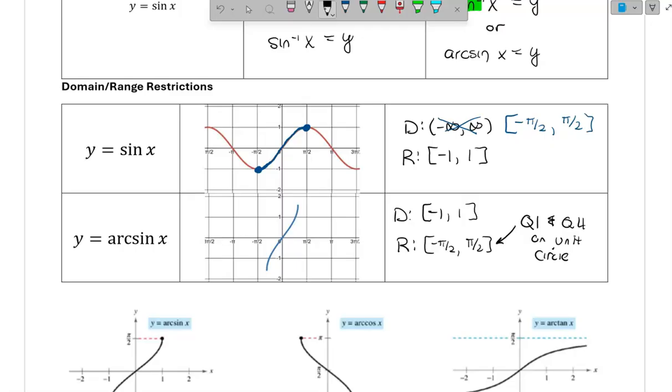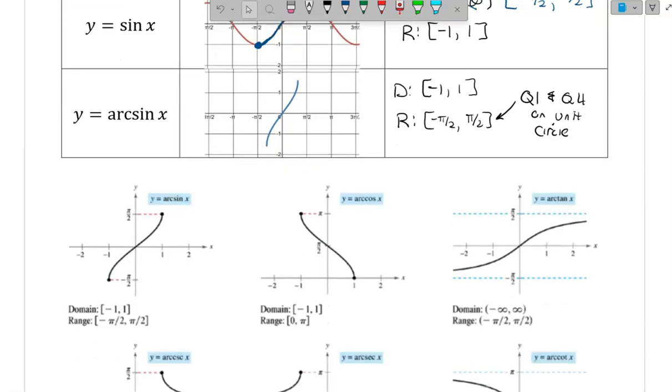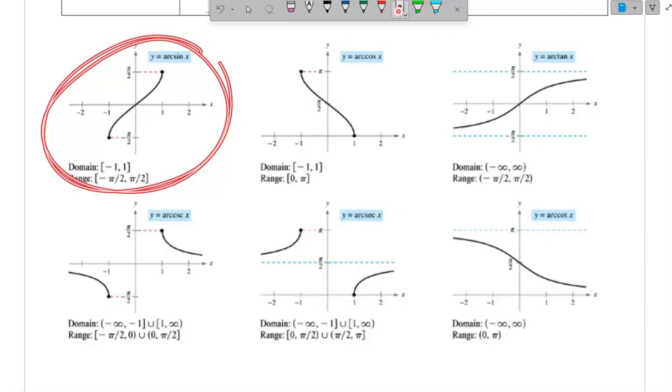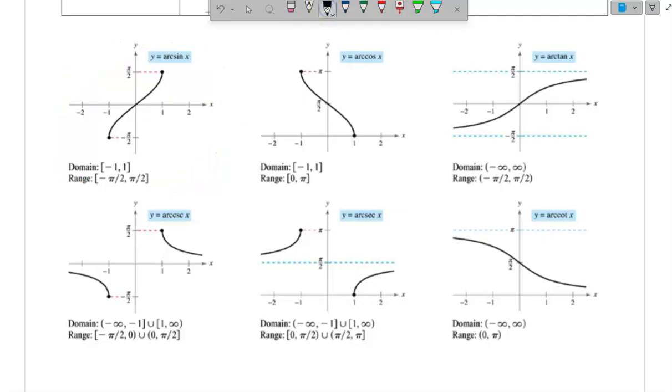Now this process that I just walked you through in the first 3 minutes can be applied to all the other 5 trig functions. What I want you to see below here is a screenshot from a textbook that shows you all 6 inverse trig functions. We've already gone over this one right here, and I showed you how that was built and developed. And notice once again that the range, our outputs, are going to be values in quadrant 1 and quadrant 4.